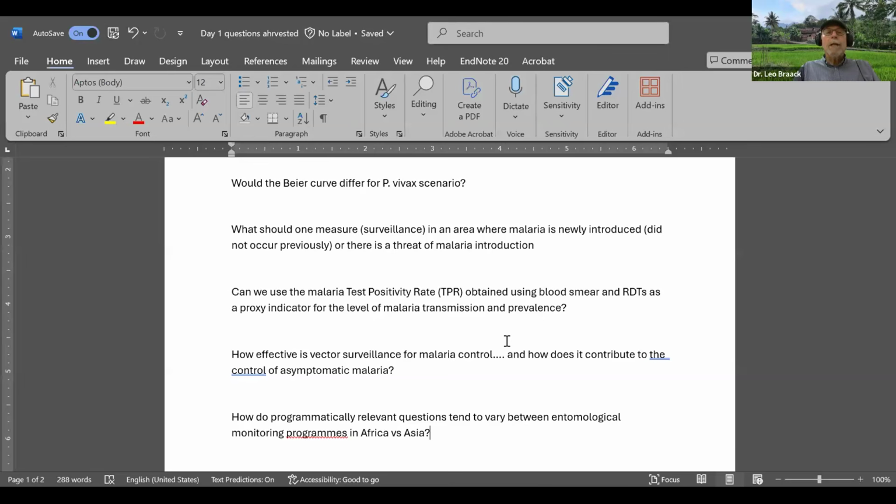Next question, can we use the malaria test positivity rate obtained using blood smear and RDTs as a proxy indicator for the level of malaria transmission and prevalence? Yeah. So if I understand this correctly, the question is, can we use prevalence surveys to understand malaria transmission? And the answer is yes.